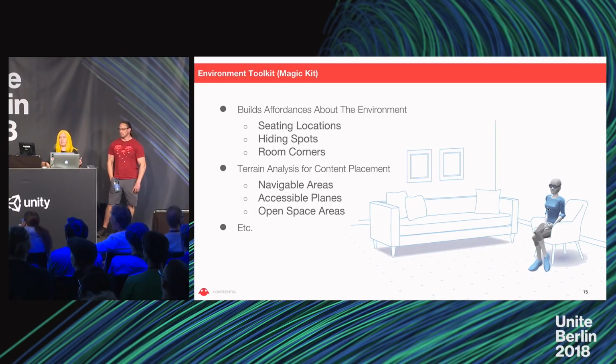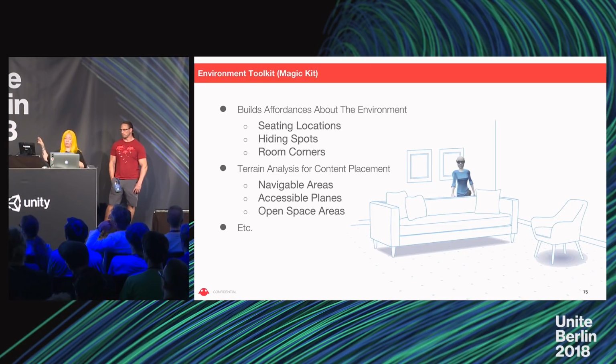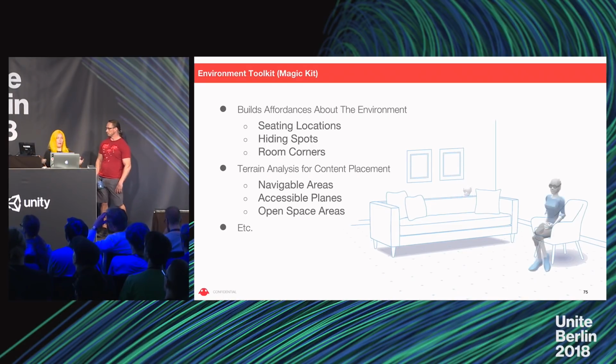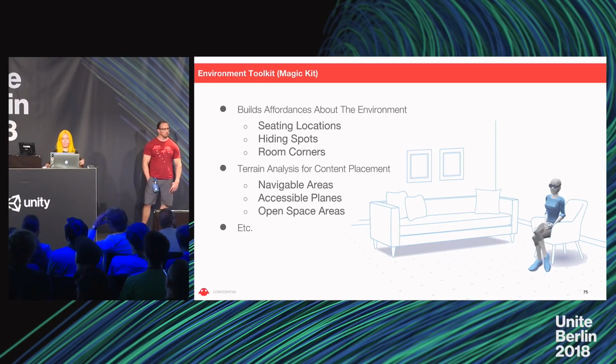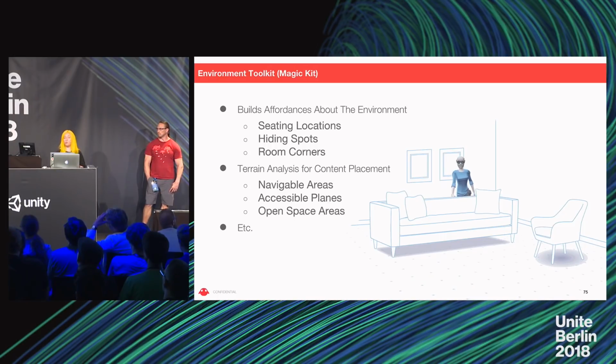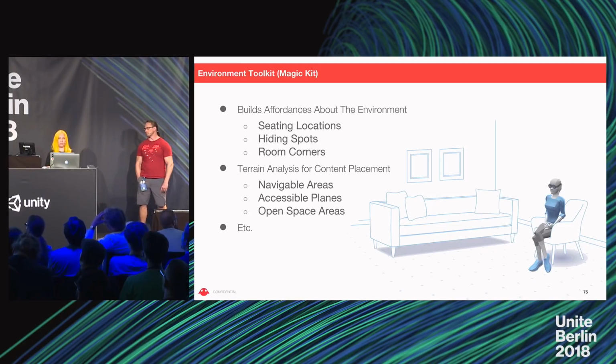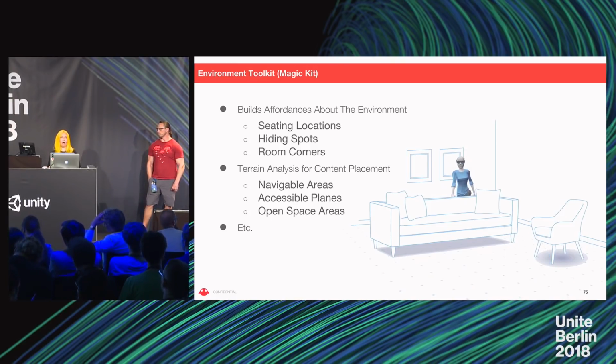So just having a character move around a space, fine, that's great. But as me and Brian were saying, where we want to see developers move towards is actually having their digital content interact with the real-world elements. So Brian talked about MagicKit, and one of the things that we're building for MagicKit is a plugin called the Environment Toolkit. With the Environment Toolkit, we're building affordances about the environment so developers can actually know where are there seating locations, where are there hiding spots that exist in my room, where are the corners.